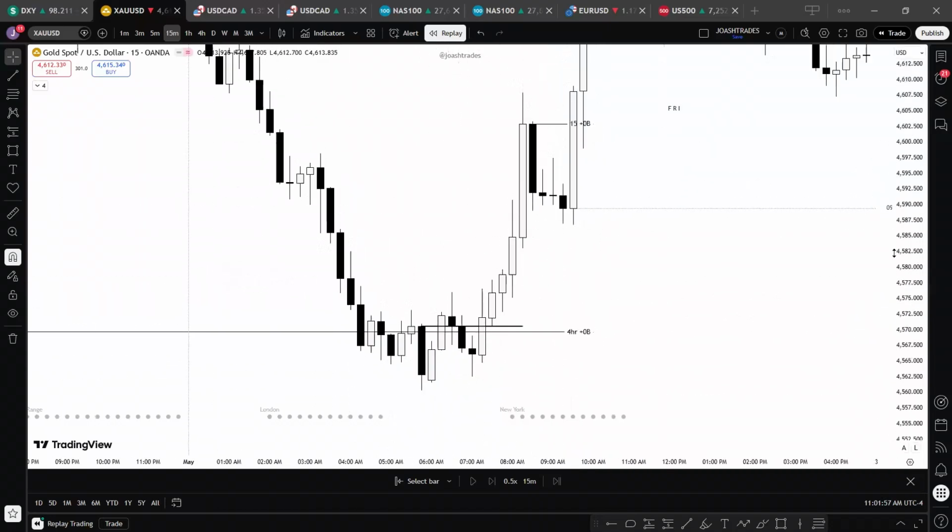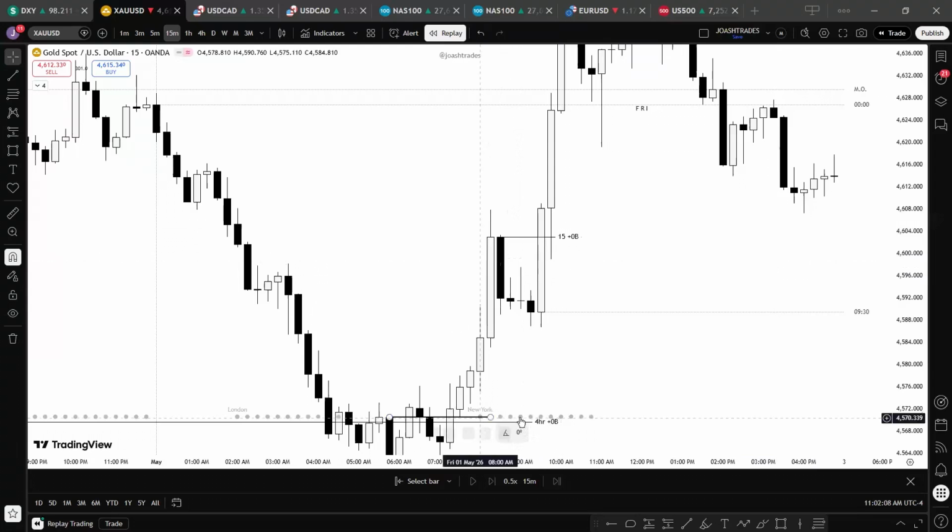So I don't trade gold London. I trade gold at the New York session because why? It is paired with the US dollar. All right. And the US dollar is most volatile at the New York session. Okay. So this is the New York session.